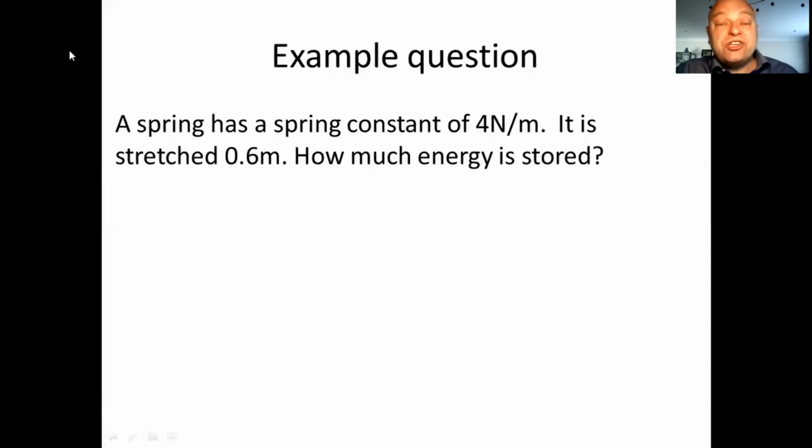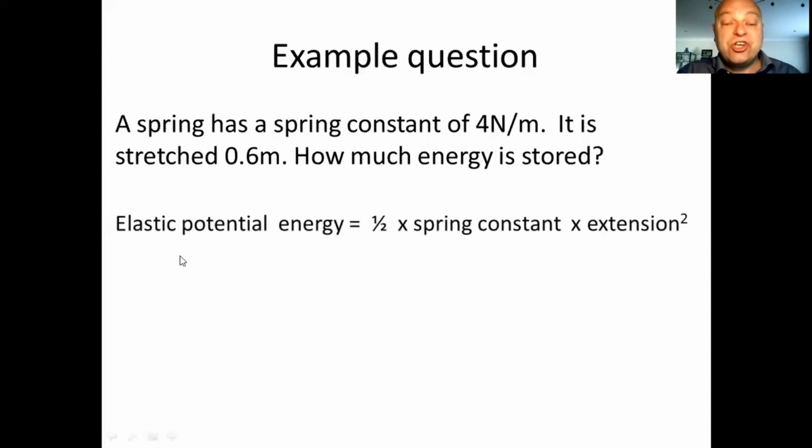We can use that equation to have a go at this example question. A spring has a spring constant of 4 newtons per meter. It is stretched 0.6 meters. How much energy is stored? Well, the way you do this problem is you start off with the equation. Elastic potential energy equals a half times the spring constant times the extension squared. Then you go through your actual question and you highlight the things that you know and find your unknown.